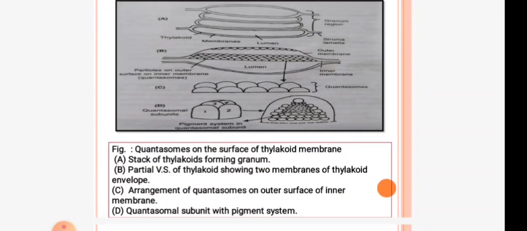Let us see this figure which shows contasomes on the surface of thylakoid membrane. Thylakoids form granum. Thylakoid showing two membranes of thylakoid envelope. The contasomes are arranged on the outer surface of the inner membrane and contasomal subunits are with pigment systems.